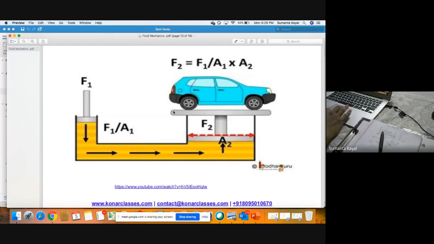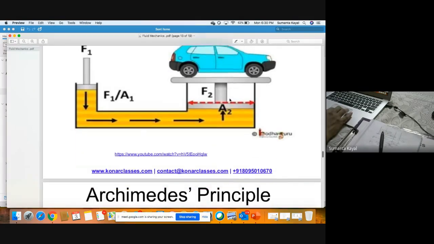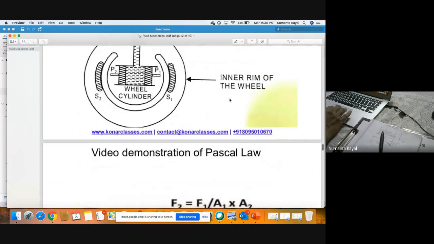You should not just remember that this car is lifted, but what is exactly happening. What is happening is that the force F2 is acting. What is F2? F1 by A1 into A2. What is F1? On the other side, I am giving some small force, because I have to apply it on a small area, and therefore I am getting more force. This is the way you can remember. When you see nature around you, you will understand easily what is happening. So this is all about Pascal's law.